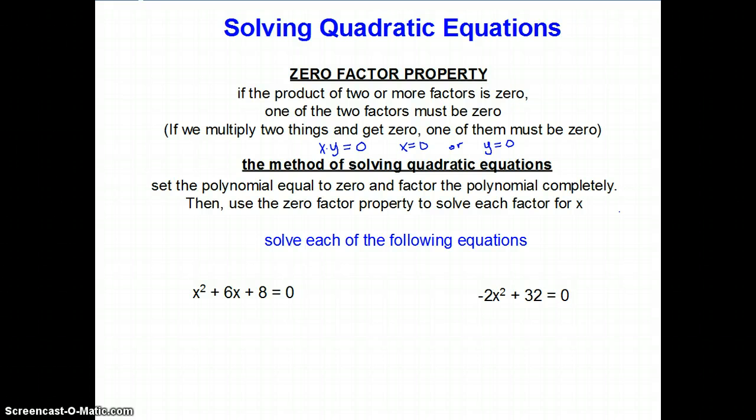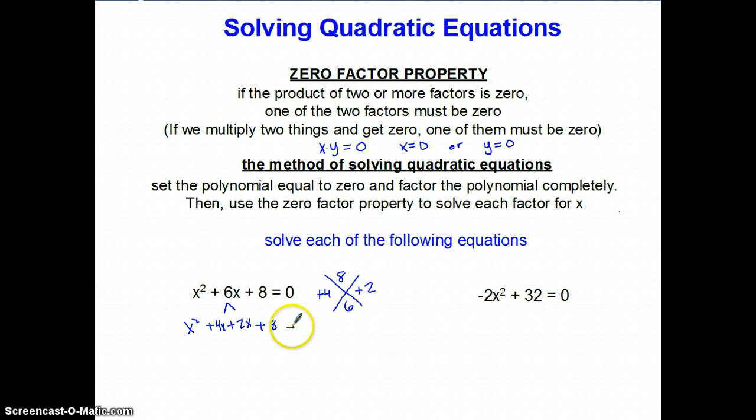Step 1, I make sure that the polynomial is equal to 0. Here on the left, it is equal to 0, so I proceed to the next step, where I factor the polynomial. Since this is a trinomial, I use my diamond. On top I have an 8, on bottom I have a 6, and my two numbers are going to be positive 4 and positive 2. So I rewrite my positive 6x as positive 4x plus 2x. I still have the x squared in front and the plus 8 behind.